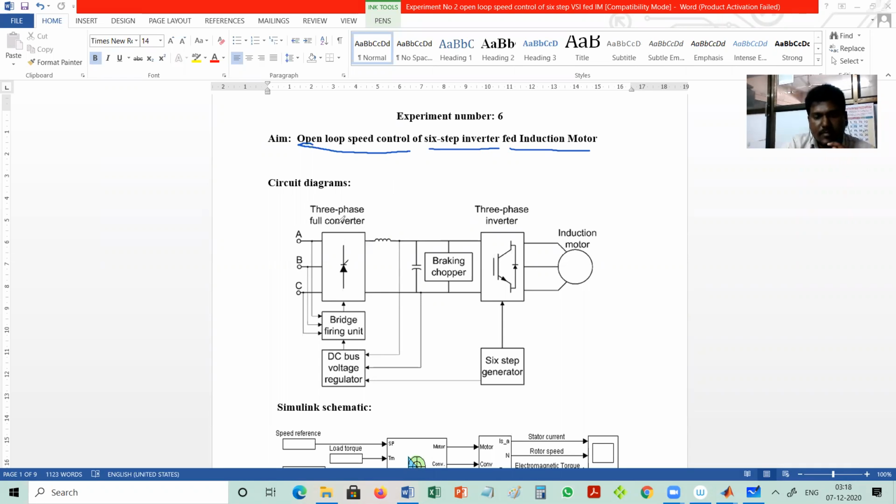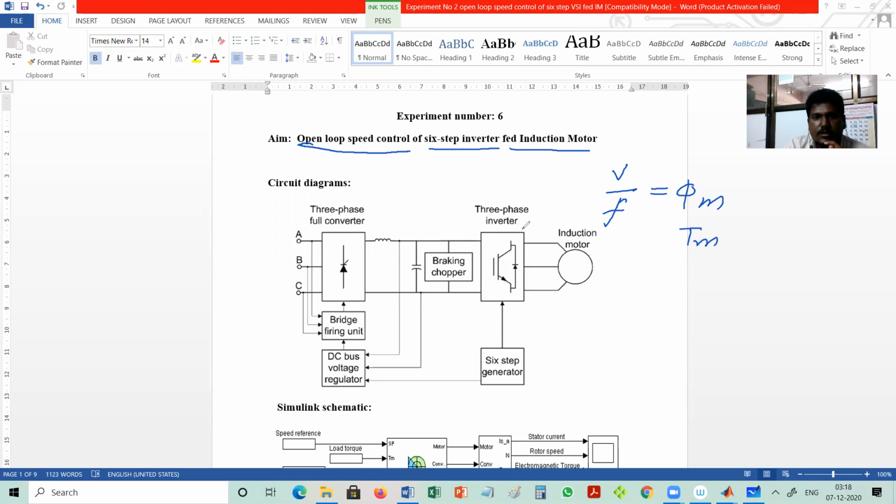By using any control algorithm or any method, like a six-step inverter or PWM inverter, they should satisfy one thing, that is the V by F ratio should be constant, to maintain the maximum flux capability, which governs the maximum torque capability. So the V by F ratio has to be controlled.